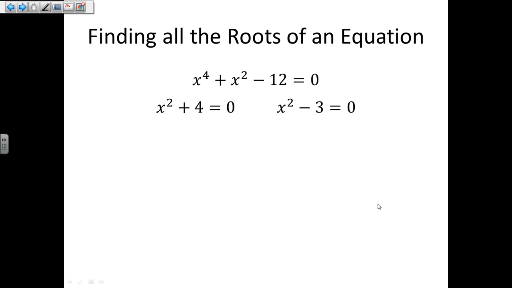Solving for x, I get x equals plus or minus 2i, so I get a pair of complex roots, and I get x equals plus or minus the square root of 3. I get a pair of irrational roots.